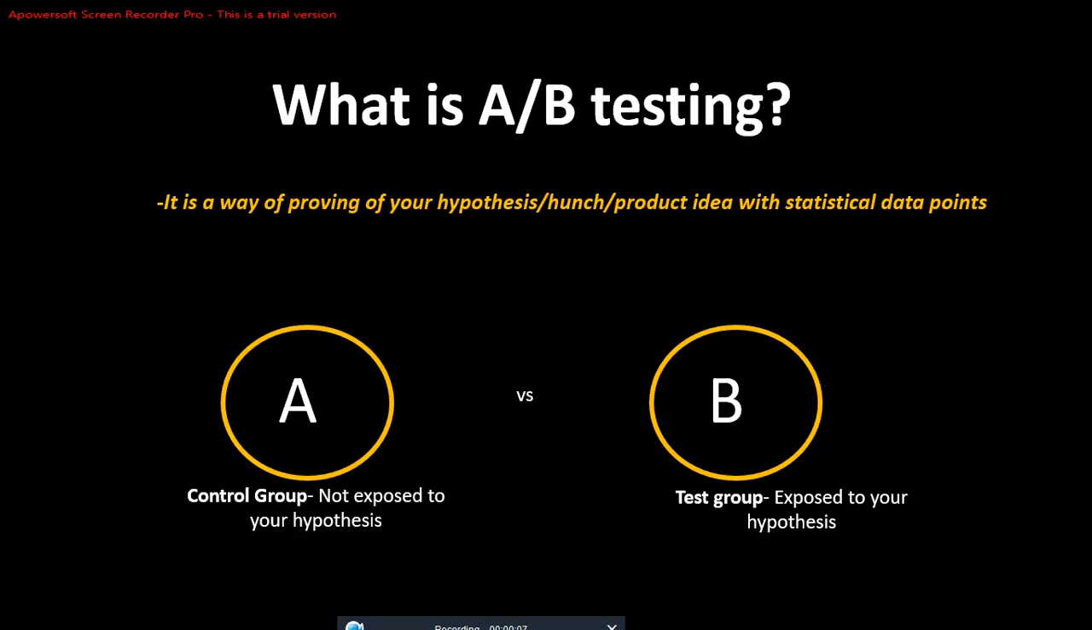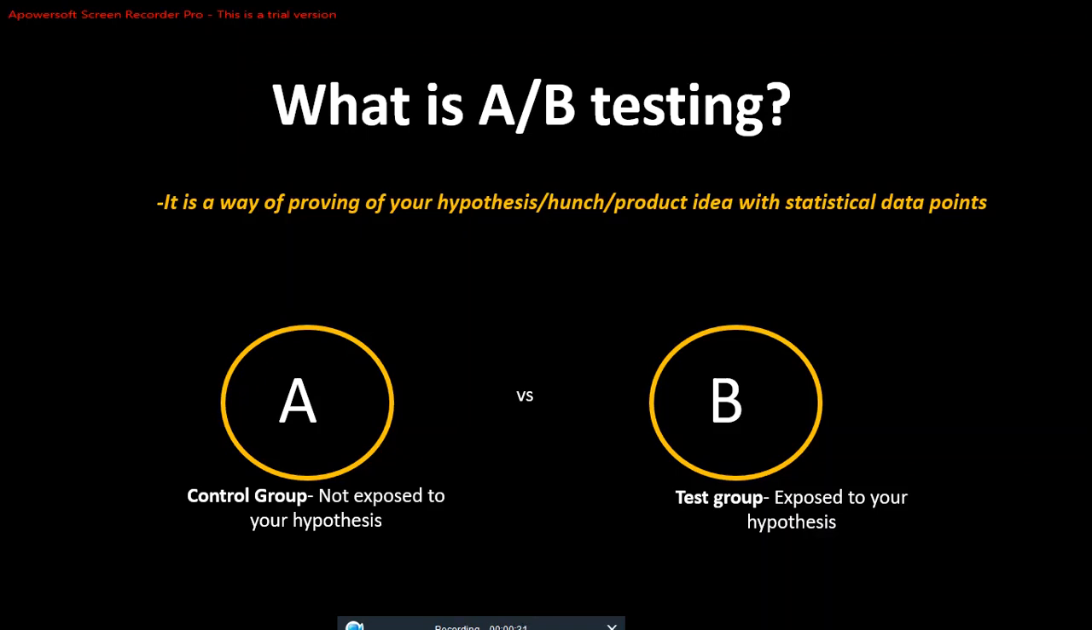A/B testing is a concept which you often come across in your product management interviews or your discussion with your product team members, and you feel that it's a big deal. It is not. I also felt the same. But when I got exposed to A/B testing, I realized that it's a simple and easy way of proving your product ideas. So what you do is divide your user group into two parts.